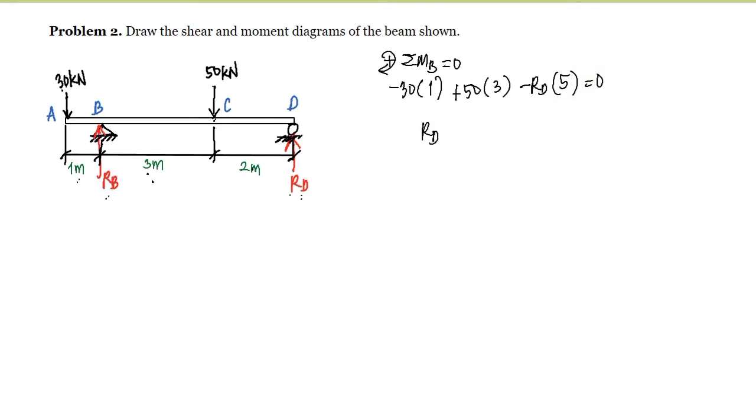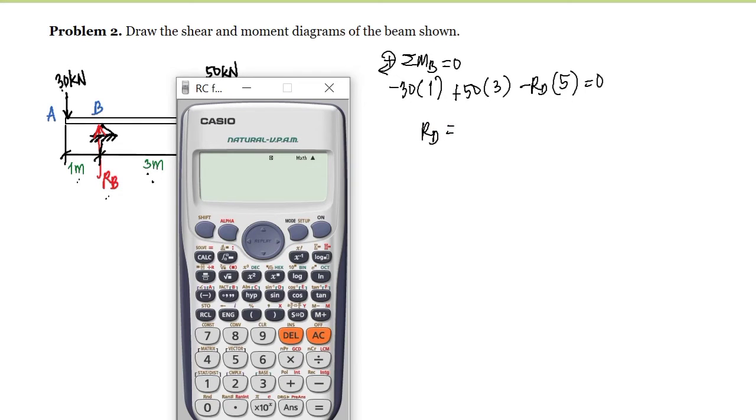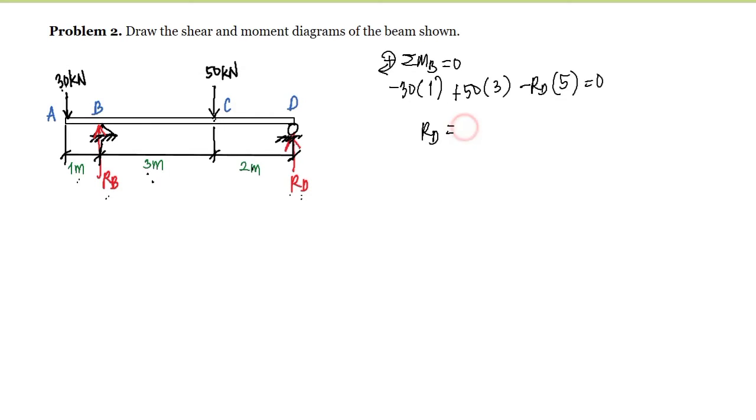So computing for the value of RD, then we have negative 30 plus 50 times 3 minus 5x. This is equal to 0. Shift solve equals, and we have here 24 kilonewton. So we have 24 kilonewton since it is positive. So tama yung assumption natin that RD is directed upward.